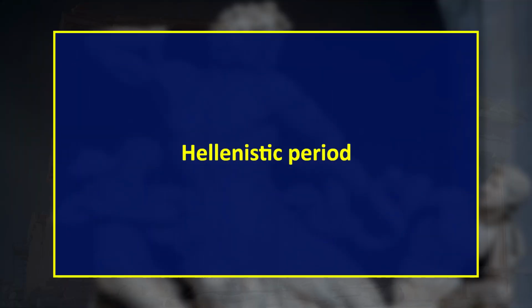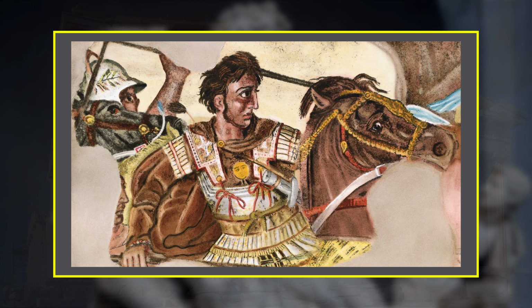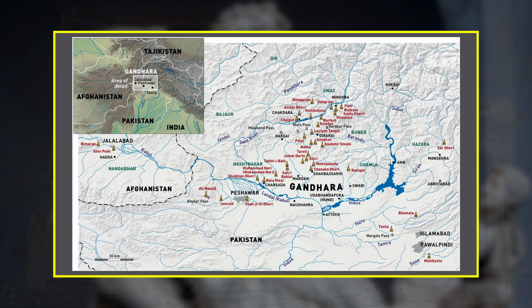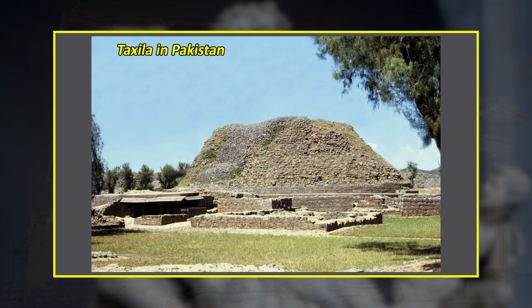Now we will be talking about the Hellenistic period, which is the third period in the development of the sculptural art in ancient Greece. The Hellenistic era began in the 4th century BCE, replacing the classical period. Following Alexander's conquests, Greek civilization reached as far as Gandhara region, as evidenced by the excavations at Ai Khanum in eastern Afghanistan and Taxila in Pakistan.